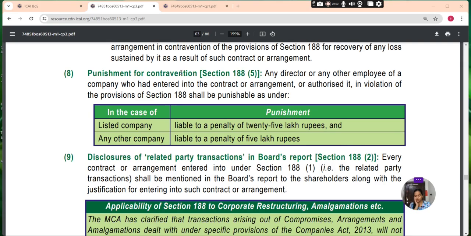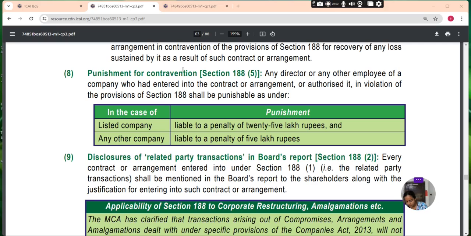उसके बाद punishment for contravention of section 188 subsection 5 क्या बोलती है? If any director or any other employee of a company who had entered into the contract or arrangement or authorized it in violation of the provision of section 188 shall be punishable होगी as under. Listed company वाले केस में liable to penalty of 25 lakh rupee, और any other company जो है penalty of 5 lakh. लिस्टेड कंपनी 25 लाख और अदर कंपनी 5 लाख ओनली.